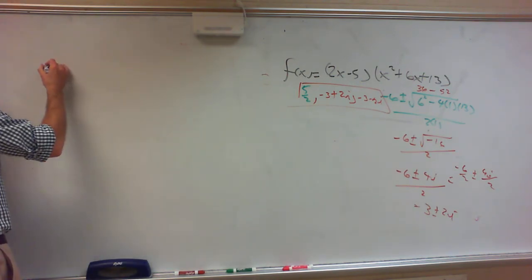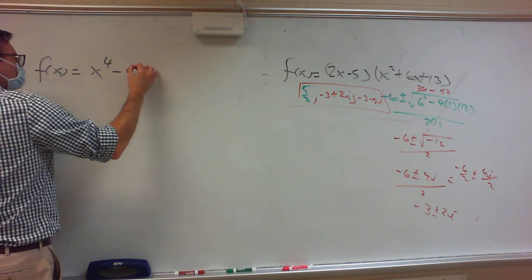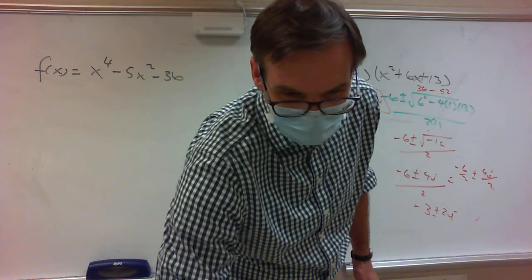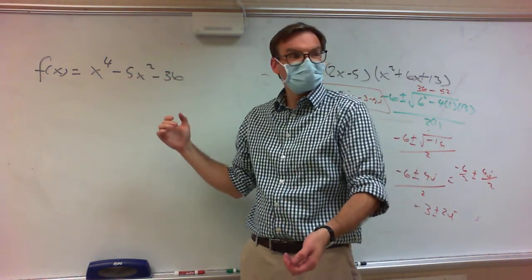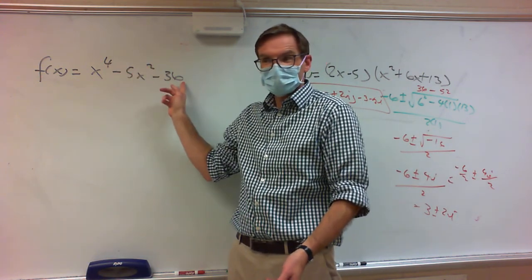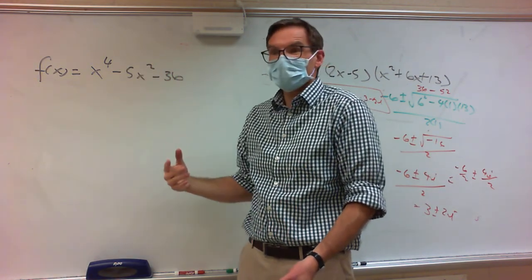Let's give you x to the 4th minus 5x squared minus 36. Oh, this is like a quadratic, isn't it? Sure is. So we could factor this, we treat this just like a quadratic.